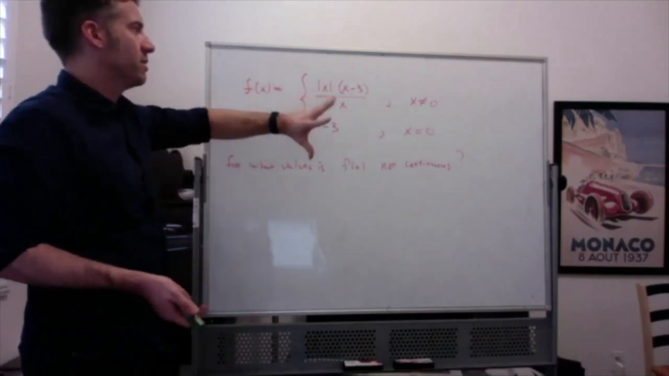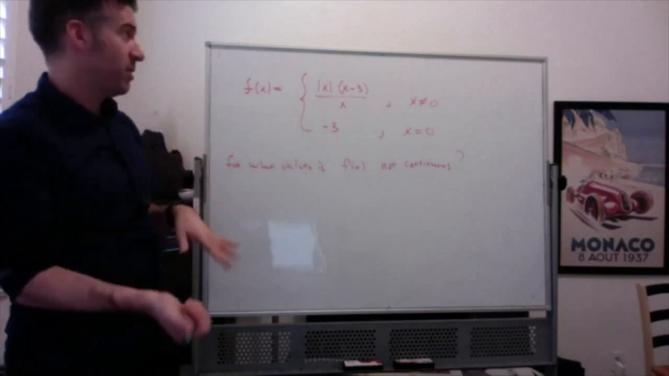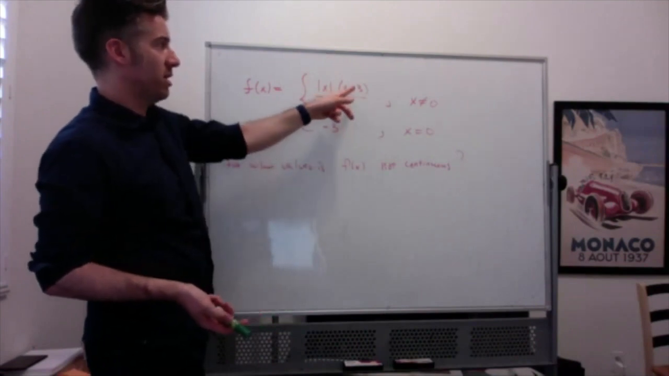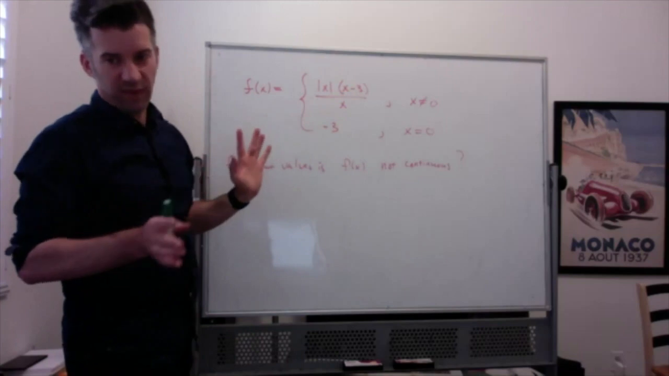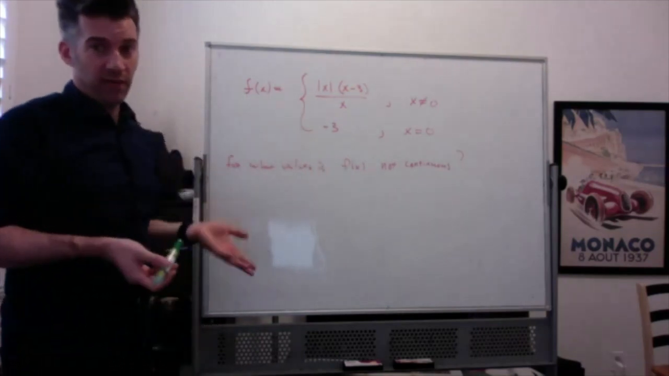So here's what's happening. This function is definitely continuous everywhere but 0 for sure. When you pick anything less than 0, the function is just this absolute value of x times x minus 3 over x, which is only undefined at 0. It's perfectly fine everywhere else. Same thing if you pick something larger than 0. So 0 is the only place where we might have an issue.